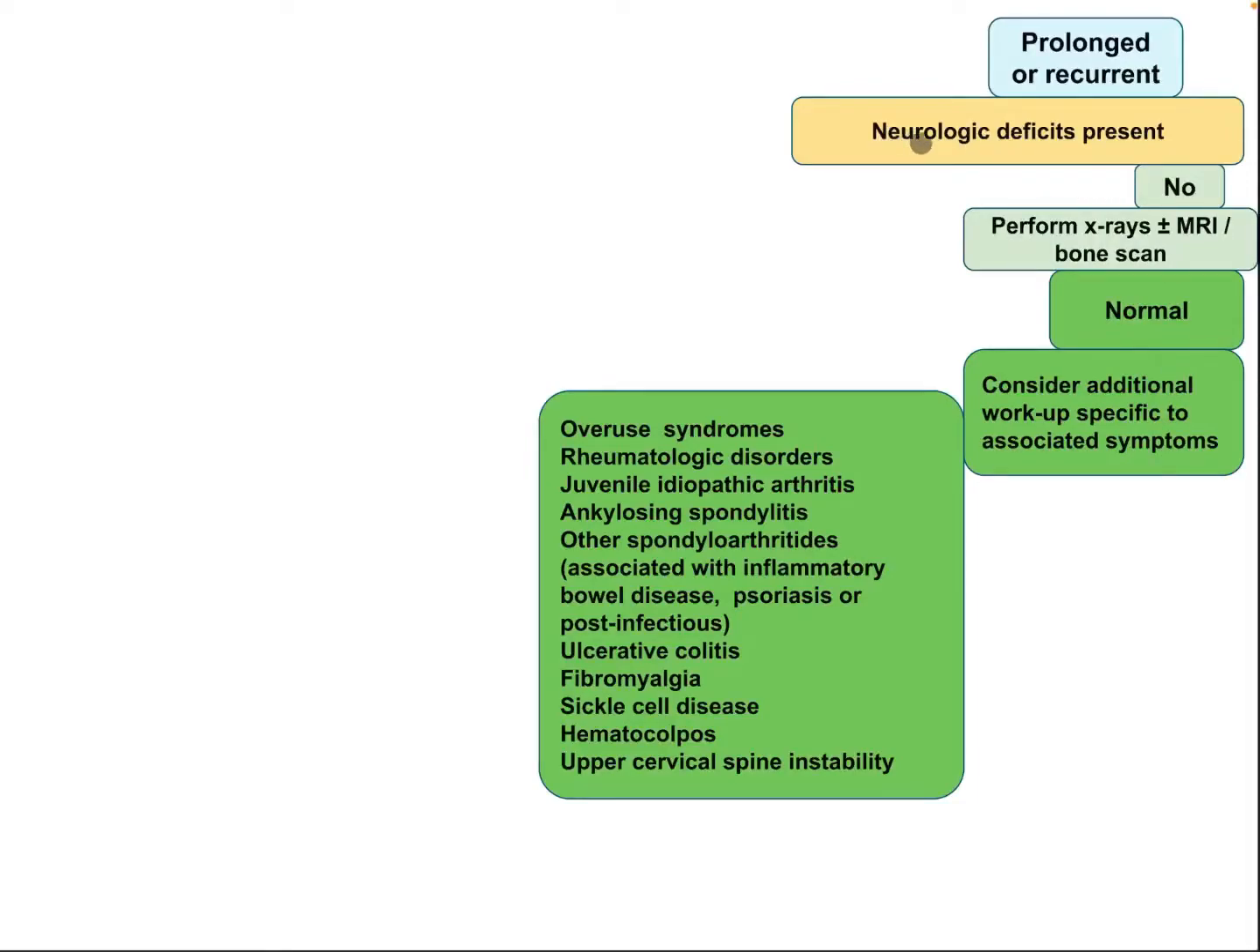Of course, if there is no neurological deficit and a normal X-ray, differential diagnosis: overuse syndrome, rheumatological disorder, juvenile idiopathic arthritis, ankylosing spondylitis, other spondyloarthritis associated with inflammatory bowel disease, psoriasis, or post-infectious, ulcerative colitis, fibromyalgia, sickle cell disease, hematocolpos, and upper cervical spine instability.